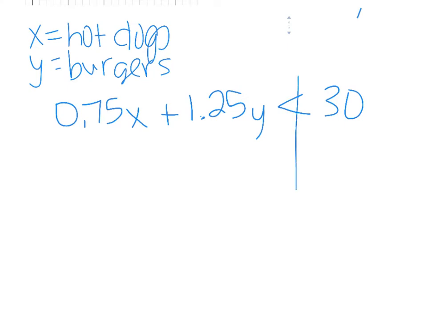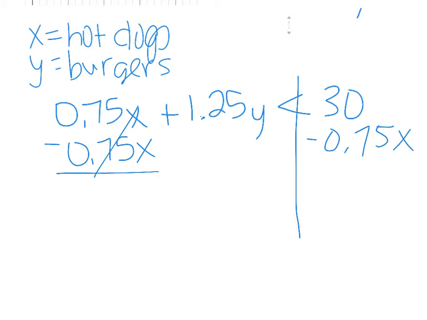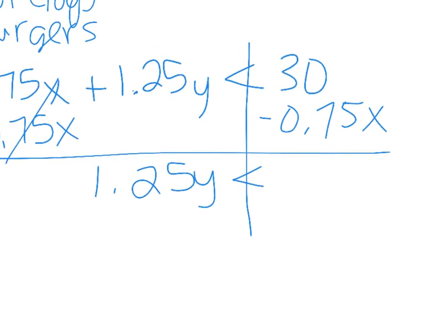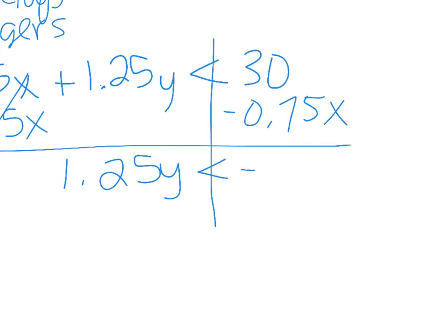At this point, we're going to draw a line down our inequality symbol. We are going to subtract our 0.75x from both sides, because remember, our goal is to get y by itself. So we bring down our 1.25y is now less than, and I'm going to do what I did for the previous problem. I'm going to write my number with x first. So I'm going to have negative 0.75x plus 30.